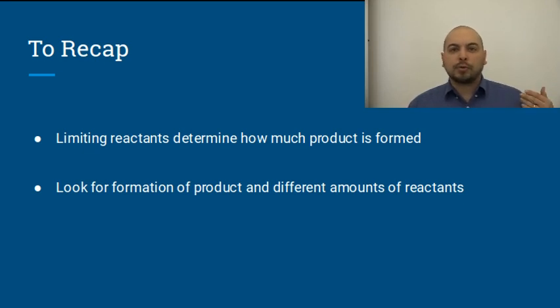After that, we went through how you solve a limiting reactant type problem, where you use stoichiometry to figure out how much of product could actually be formed from each reactant, and then discussed how you identify the limiting reactant based on whichever reactant produces the least amount of product. In the next video, we're going to actually solve through several limiting reactant type problems.